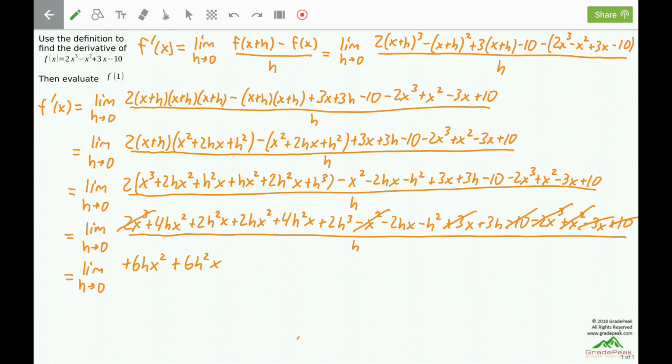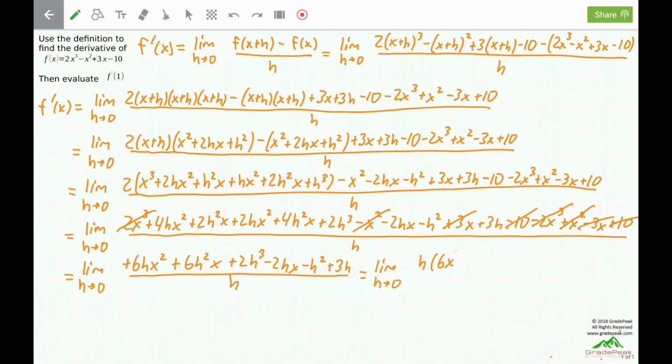I have a 2h cubed. I don't have anything else that I can combine that with. So I have positive 2h cubed. I have a negative 2hx. I have a negative h squared and a positive 3h. None of those had anything to combine with. But all of them do have an h in them, which means our next step is to factor an h out.